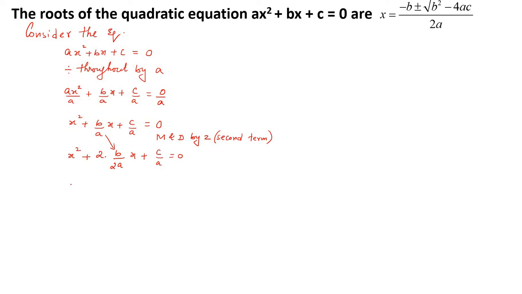Now we can try and convert this in the form of a square plus 2ab. So this is a square plus this is 2 into x. If we see, left out term is b by 2a plus c by a equals to 0. We have just multiplied and divided by 2, so that we can make this in the form of 2ab. 2 was missing here, so we have multiplied 2 and we have divided by 2. Now we are splitting this in the form of 2ab.